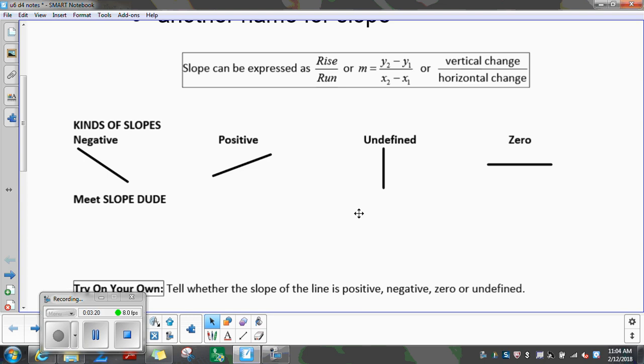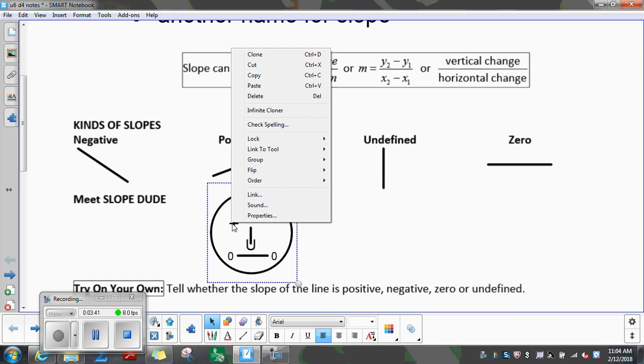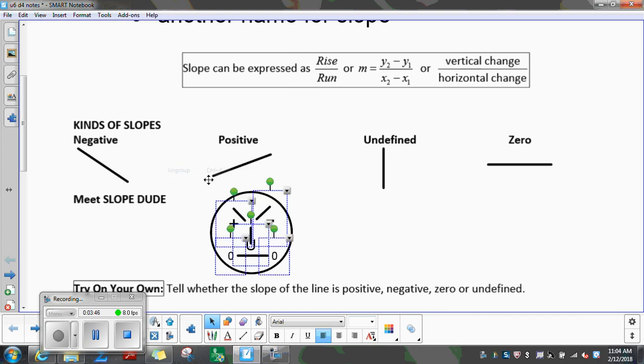There's a way to remember this. These are all on my board, on my wall as well, so if you just look up, you'll see it. But I'm going to introduce you to Slope Dude, who helps you remember all these different kinds of slopes. Slope Dude looks like this, where his eyes are made up of negative and positive slopes. I think I reversed this. Yeah, that's not negative. Let's ungroup this so I can move these around. You should be on this side, and you should be on this side.